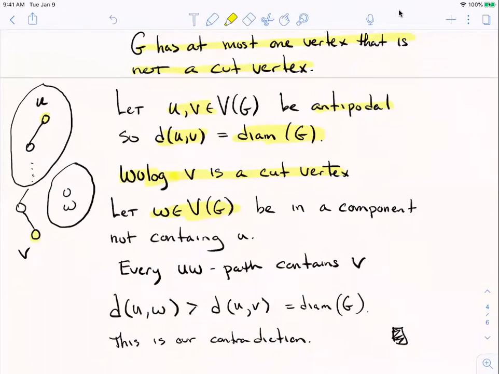I should be more specific here. A component of G minus V, because G is connected, a component of G minus V that's different than U. V is a cut vertex, so pulling it out disconnects the graph. It must be possible to find vertices U and W that are in different components. So my little circles here are just schematic ways of indicating that those things are connected components, and U and W are in different connected components. Okay?